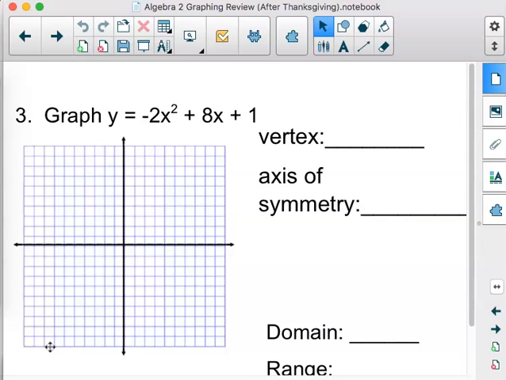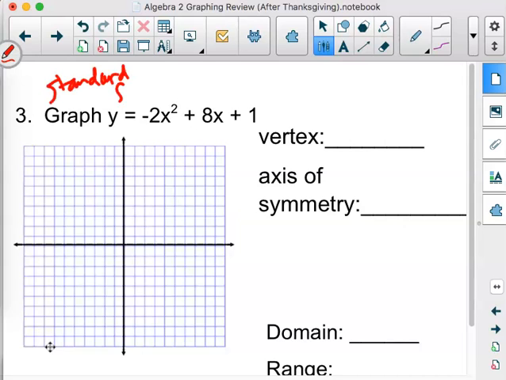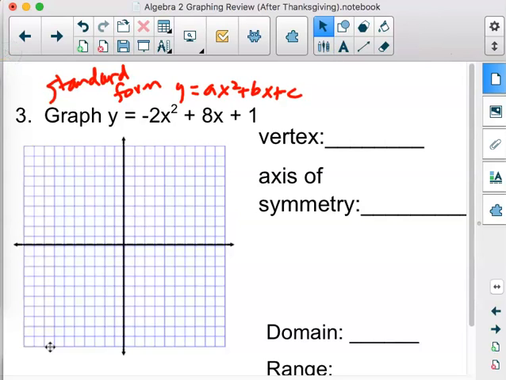All right, so you'd want to write down: graph y equals negative 2x squared plus 8x plus 1. And this is standard form. And the first little blank we're supposed to fill in is vertex and then axis of symmetry. So my question to you that I would like a volunteer to answer is, how do we figure out where the vertex is when we have a standard form equation?